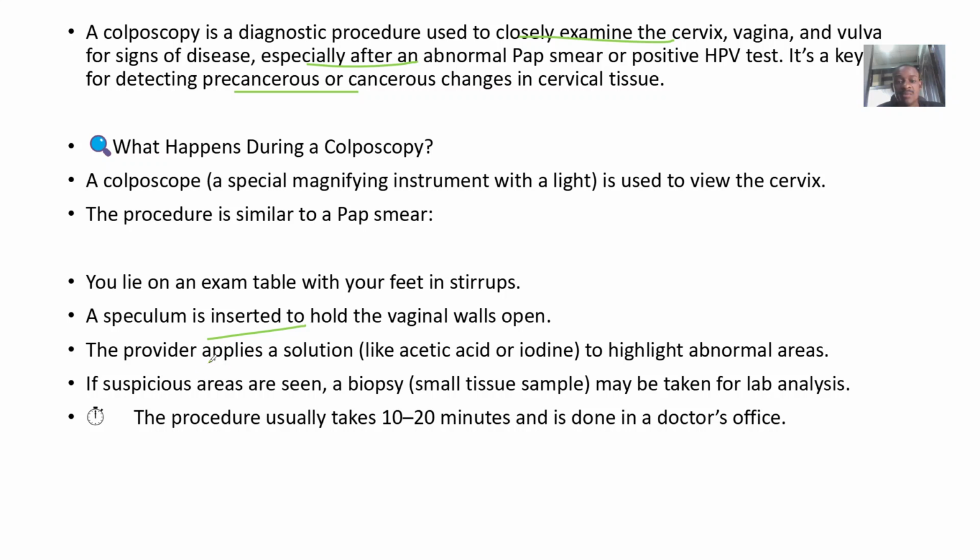The provider applies a solution like acetic acid or iodine to highlight abnormal areas. So if suspicious areas are seen, a biopsy, that's a small tissue sample, may be taken for lab analysis. So the procedure usually takes 10 to 20 minutes. Usually done in the doctor's office.